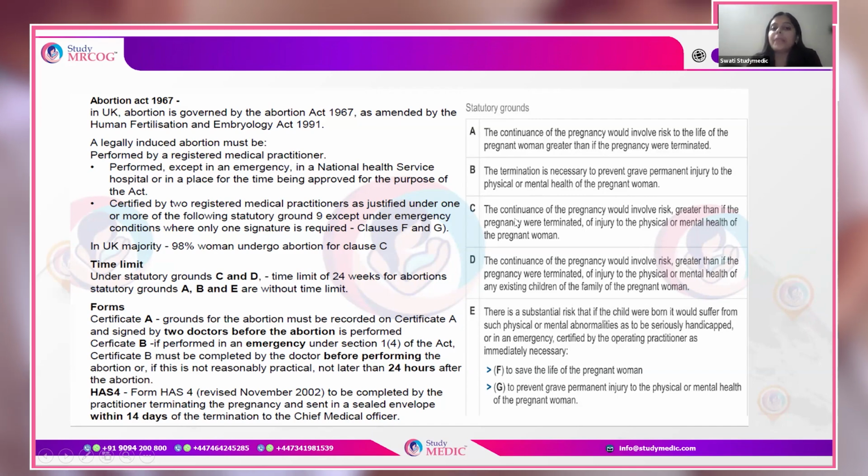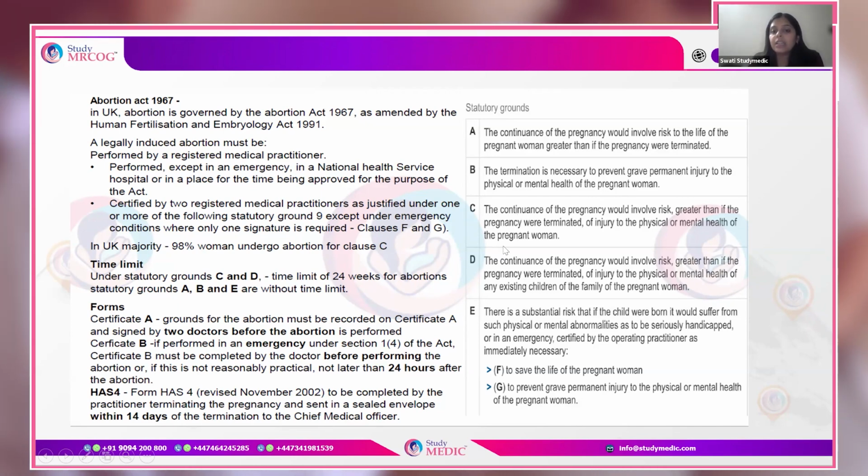It can be applied anywhere, like continuance would involve risk greater than if it were terminated, of injury to the physical or mental health of the pregnant woman. Here, conditions like these, where a student is getting pregnant and can't continue her studies, or where contraception has failed, then also the mental health of the pregnant woman would be at risk. So clause C is the commonest one which is applied.